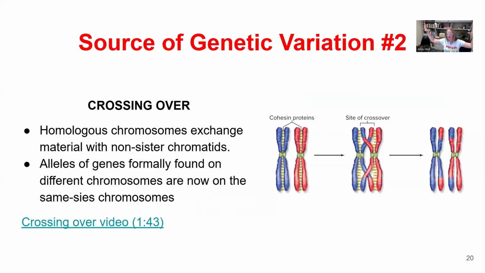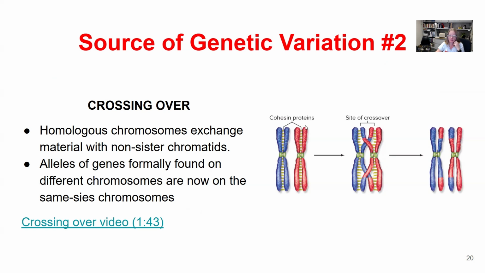Write this big in your notes. Stars, highlights, big arrows, whatever you do to make sure that this is really obvious in your notes. The second source of genetic variation comes from crossing over. This is where we're going to see homologous chromosomes swapping portions of their chromosomes with non-sister chromatids.